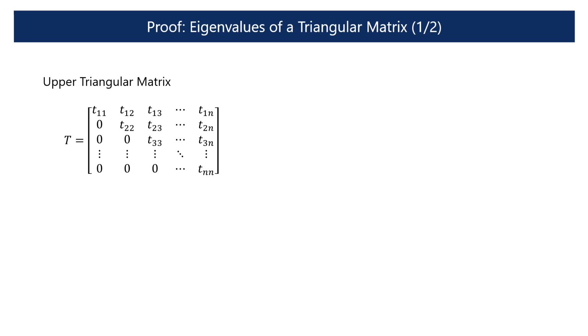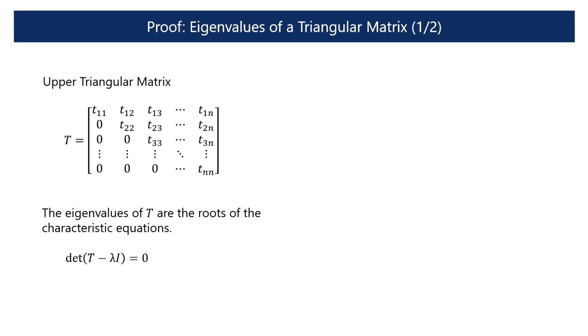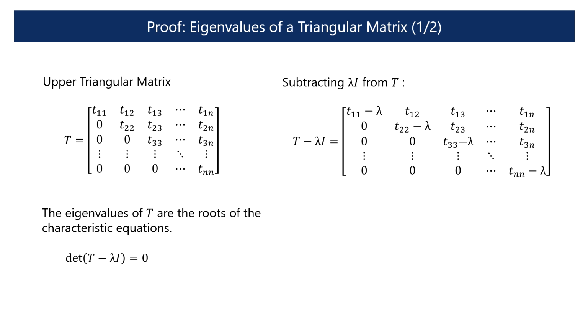Let's prove this property mathematically. Let T be an upper or lower triangular matrix. First, let's assume T is an upper triangular matrix. A similar proof holds for a lower triangular matrix. The eigenvalues of T are the roots of the characteristic equation. Subtracting lambda I from T, we obtain this matrix.